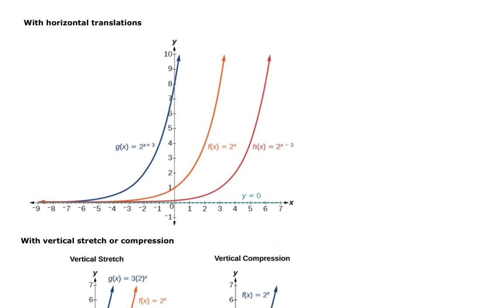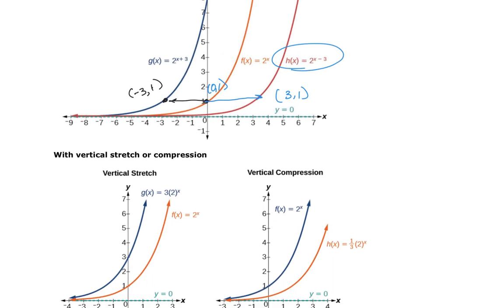My horizontal translations, notice that the horizontal translations are in the exponent. And so if I have a +3, we move back 3. So this point, which was right here, goes back 3. The vertical stays the same, so now that point is -3, 1. And then if I have this, which is 2 raised to the x minus 3, it moves in this direction 3. So that point, which should have been 0, 1, now becomes 3, 1. And the horizontal asymptote is still y equals 0.